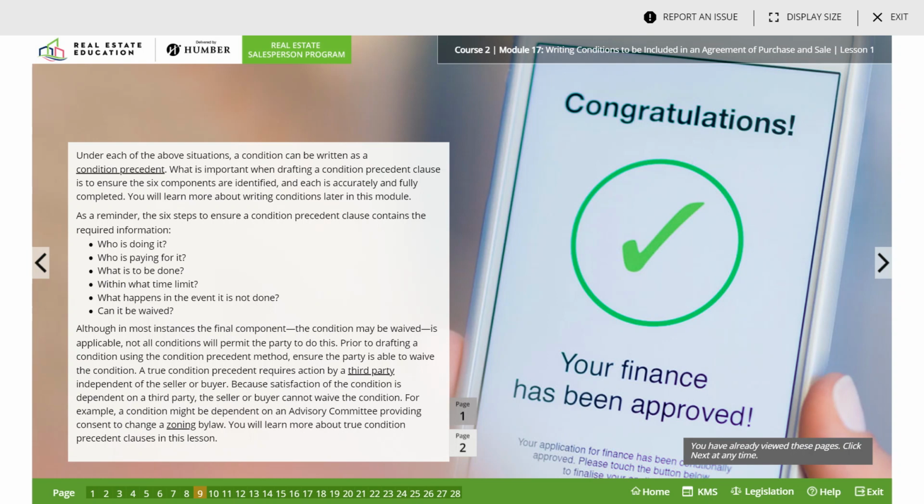A true condition precedent requires action by a third party independent of seller or buyer. Because satisfaction of the condition is dependent on a third party, the seller or buyer cannot waive the condition. For example, a condition might be dependent on the advisory committee providing the consent to change the zoning bylaw. You will learn more about it in this lesson.